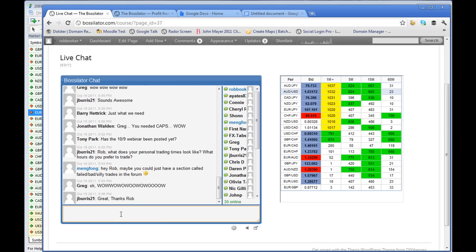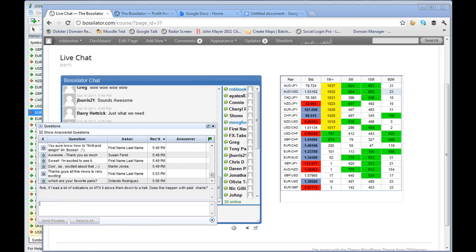Meng says, hey Rob, maybe you could just have a section called Failed Bad Silly Trades in the forum. Yes, we could have that, and the best ones I do want to feature on the blog and help people around the world learn from our mistakes. As you know, I'm typically quite open about the mistakes that I make as well.